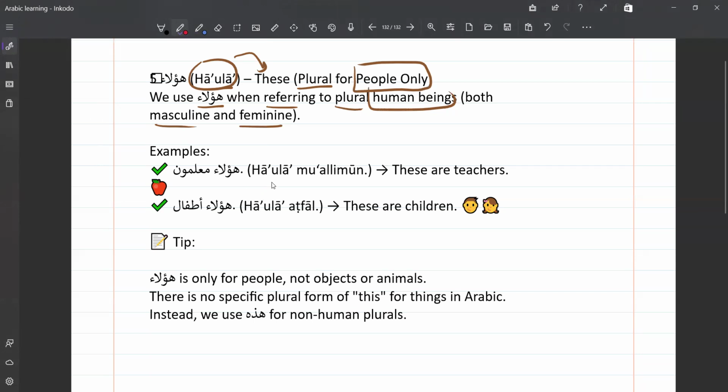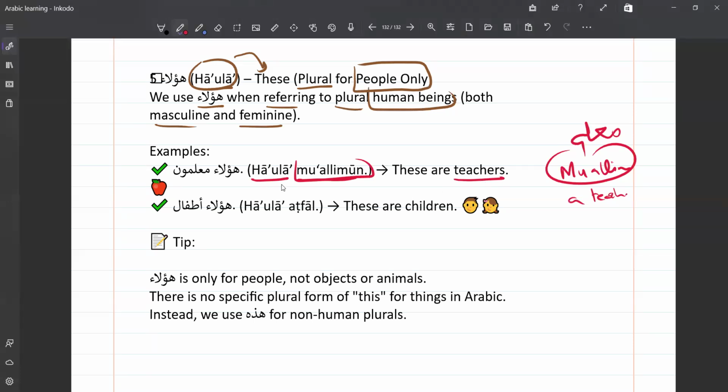For example, you will say haulai muallimun. Now, muallim in Arabic is a teacher. Muallimun is the plural of teacher, that is teachers. So you will say haulai muallimun. These are teachers.